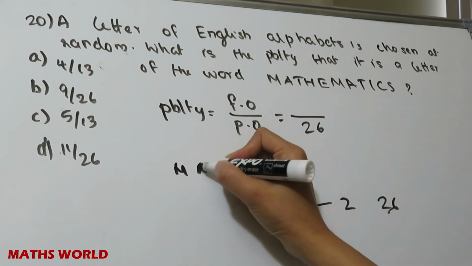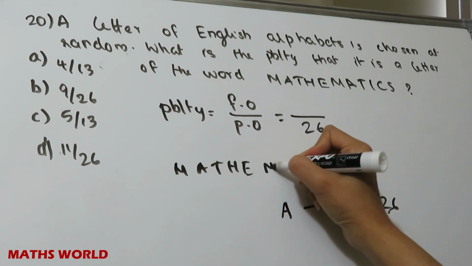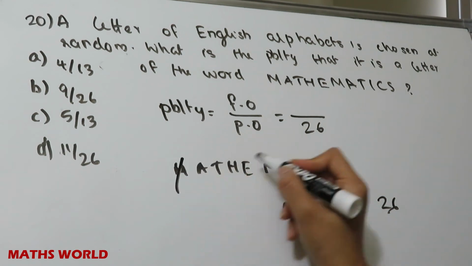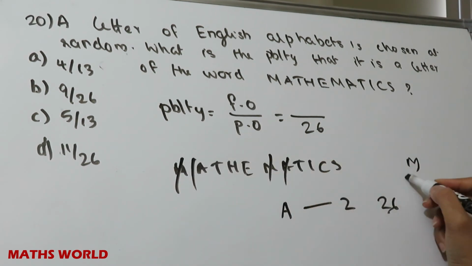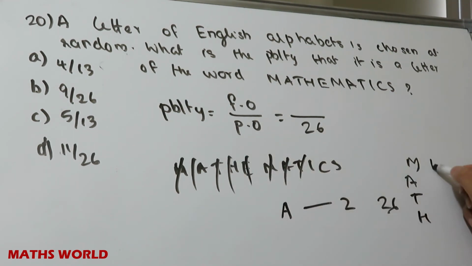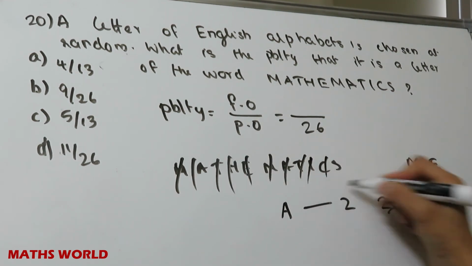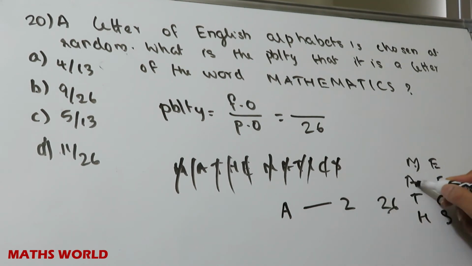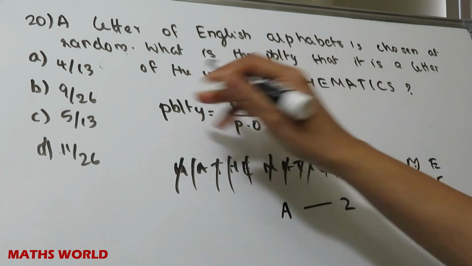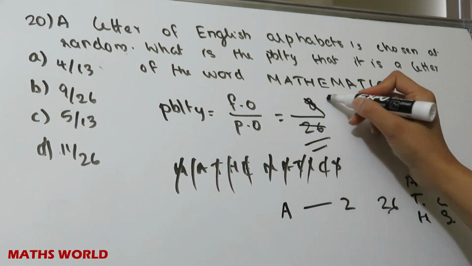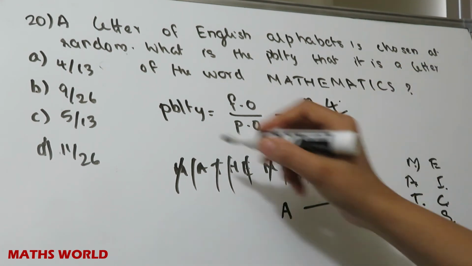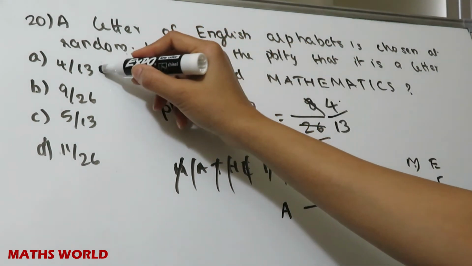Here in this word mathematics, we need to find which letters there are and count them. M, A, T, H, E, I, C, S. 1, 2, 3, 4, 5, 6, 7, 8. 8 by 26 is the answer. So there isn't any option like that, so we need to cut this. 4 2s are 8 and 13 into 2 is 26. So 4 by 13 is the answer, option A.